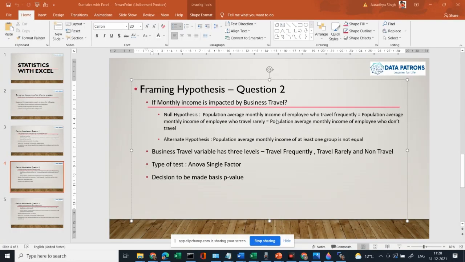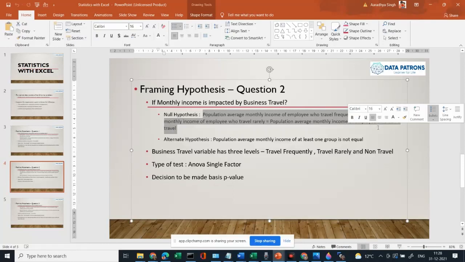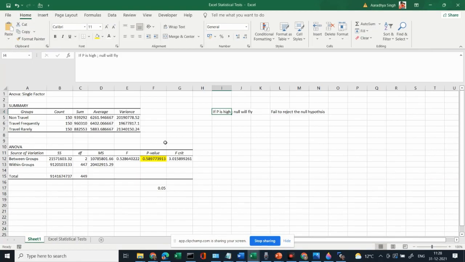So, what is our null hypothesis? Our null hypothesis is that population average monthly income of employee who travel frequently is equal to population average monthly income of employee who travel rarely is equal to population average monthly income of employee who do not travel. So, I can say confidently that even if there is a slight deviation in the average of individual groups basis the sample that we have taken, when we talk about population, there is no evidence to suggest that monthly income depends upon these three groups of business travel.